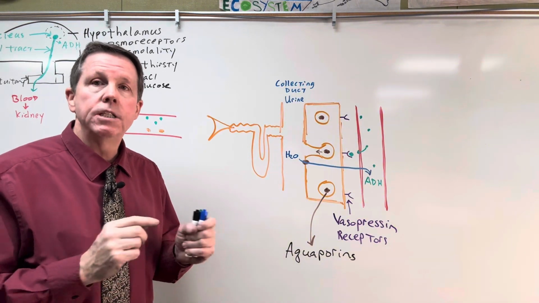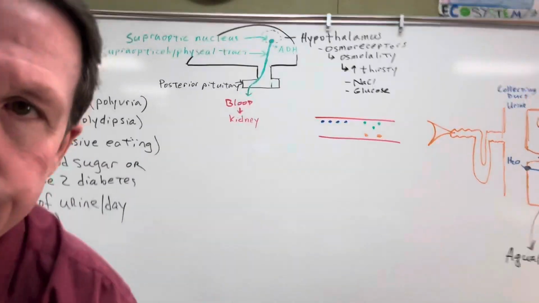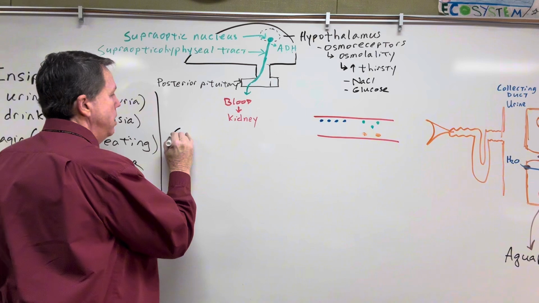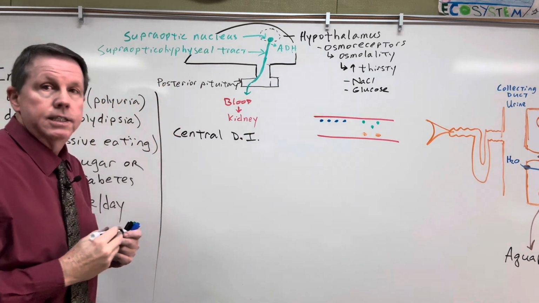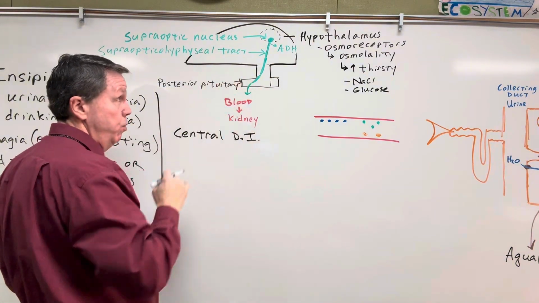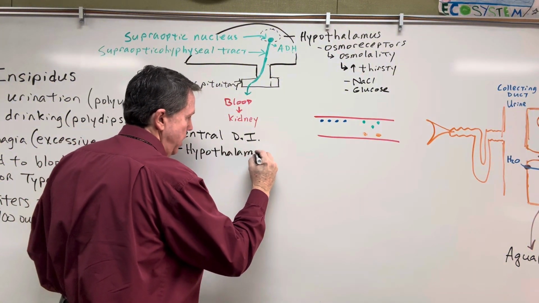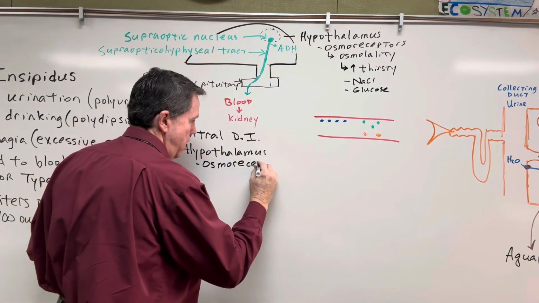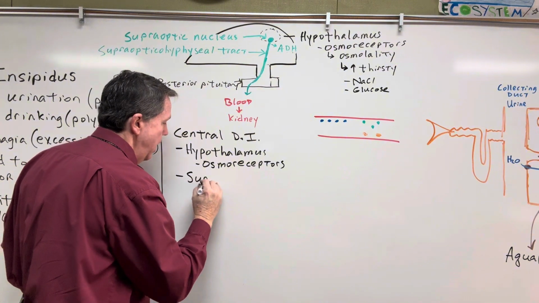So let's take a look now at what happens in diabetes insipidus. So if we come back over here, and we're going to go right here. The first type we're going to talk about is something that we're going to call central diabetes insipidus. Okay, central diabetes insipidus. So what happens in central diabetes insipidus is something goes wrong with the brain here. Okay, so I can have a problem with the hypothalamus. Now it could be disease, it could be trauma or something like that, which means I could also have a problem with the osmoreceptors. Okay. Also, what can happen is I could have a problem with the supraoptic nucleus.